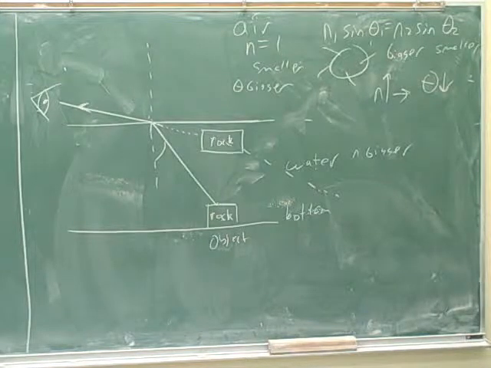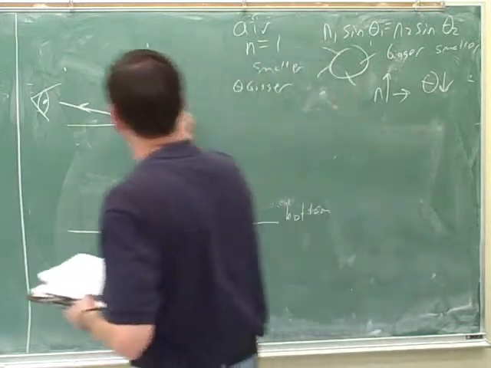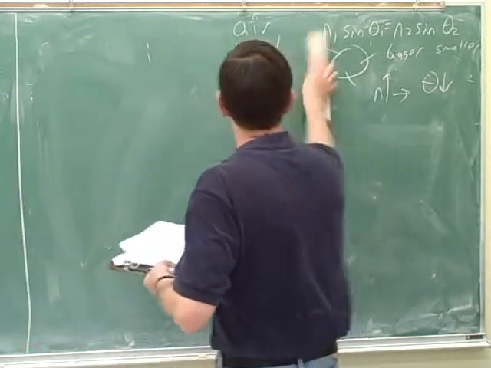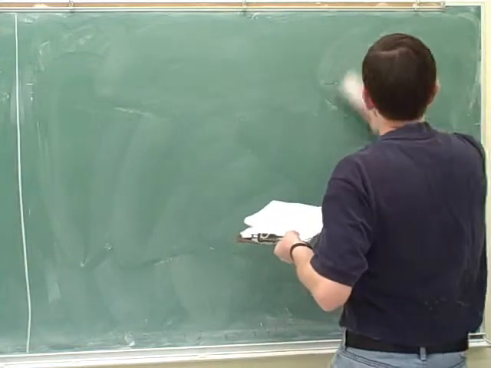Good. And so if this is the normal, this would be theta 1. Right. Now that actually won't quite work because after all, the normal is at an angle here, right?